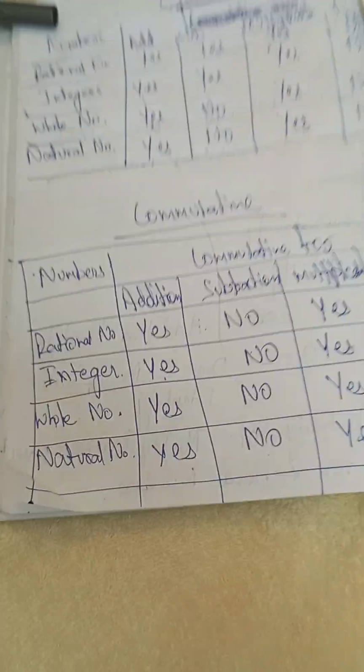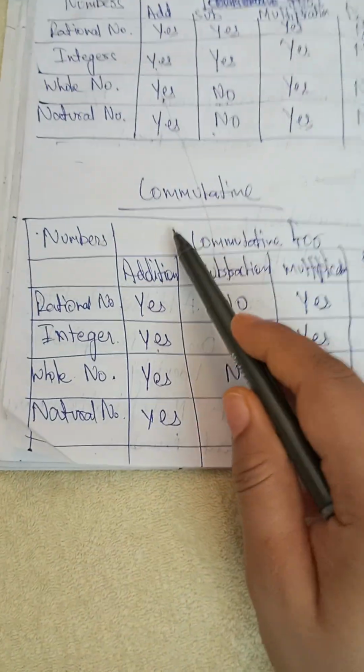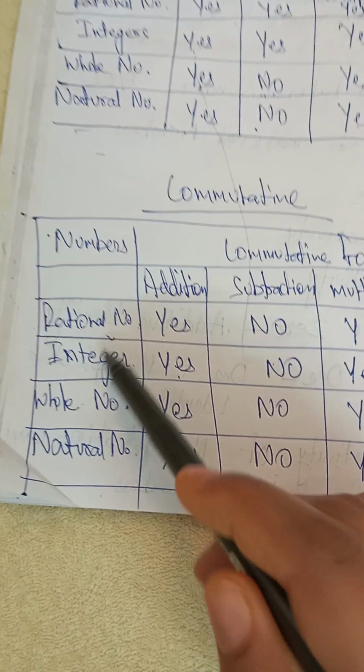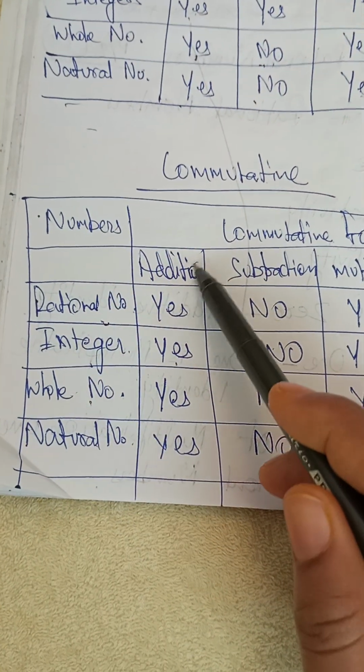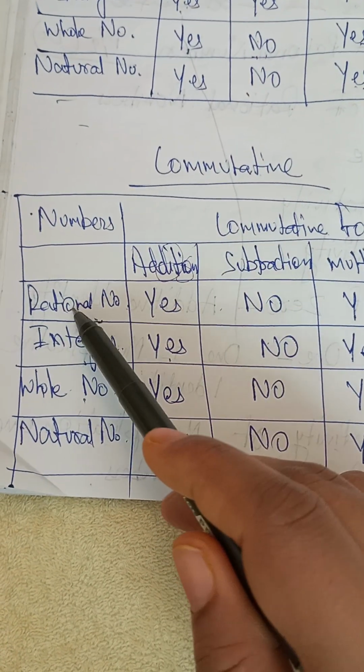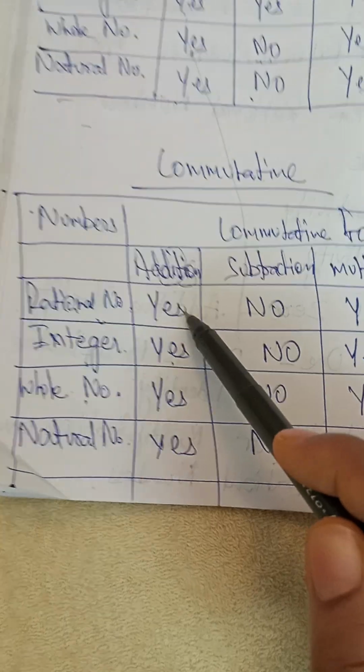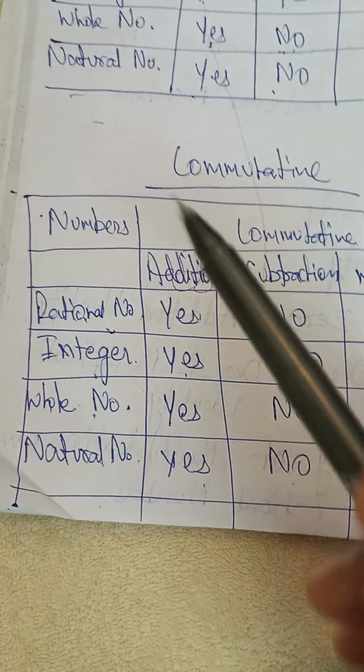See, I have made this chart for commutative. Look at it. Commutative for rational numbers, integers, whole numbers, addition. Whenever we add any two rational numbers, we can change the order.